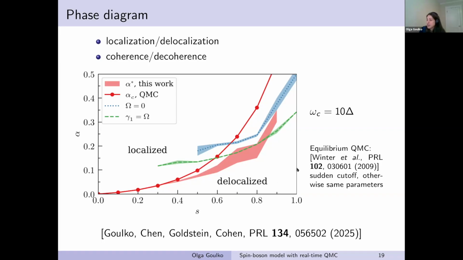And conversely, on the other side, the system is delocalized, but this change happens very differently depending on whether we look in equilibrium or at short and intermediate times. And then the blue and the green line are respectively the two hallmarks of the coherence-decoherence crossover transition. The blue line is the frequency-driven transition, and the green line is the damping-driven transition.